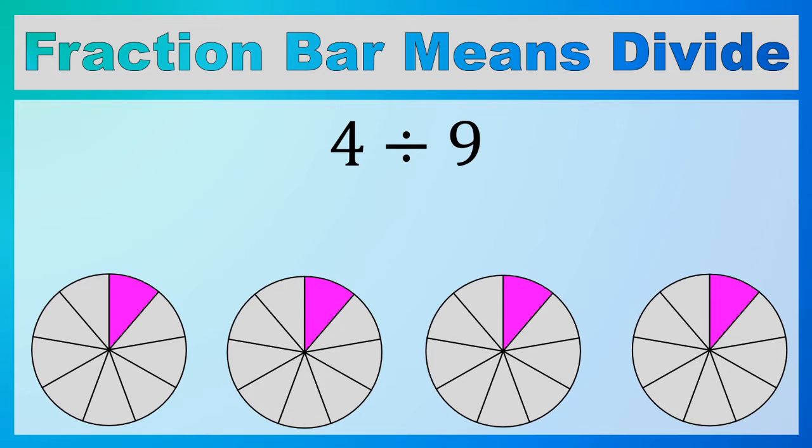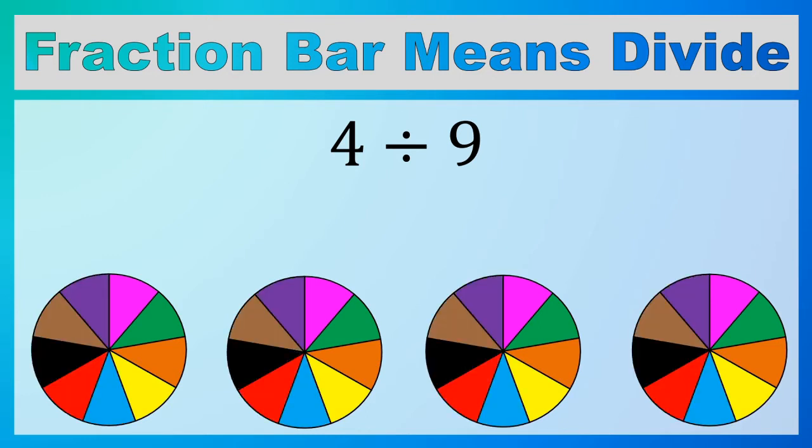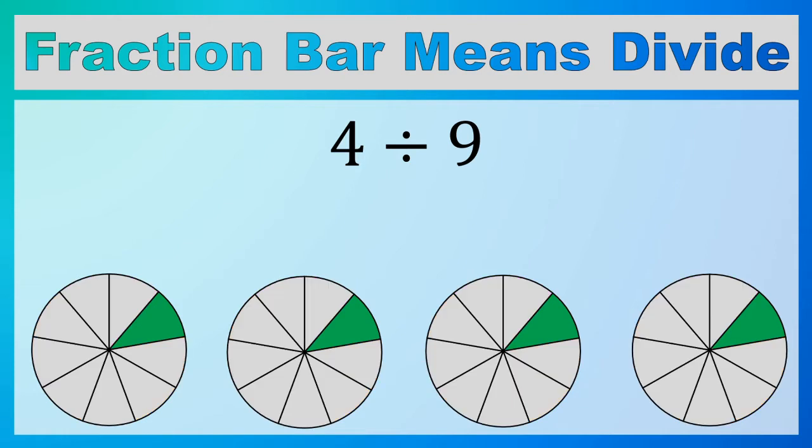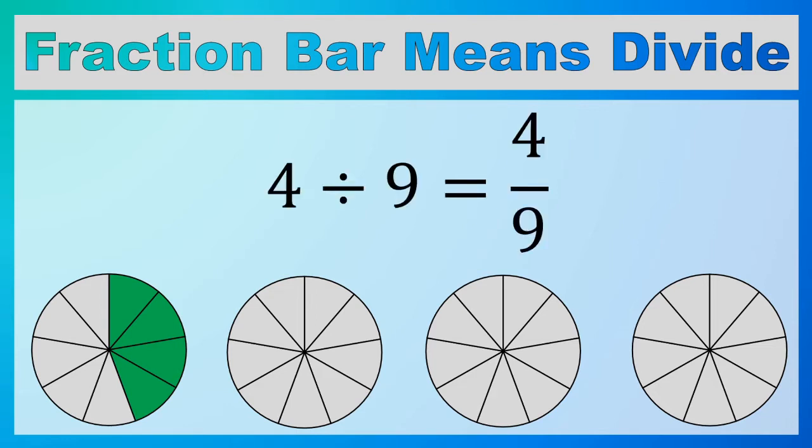Now let's get each group. So here's the first group, here's the second group, here's the third group, here's the fourth group, 5th, 6th, 7th, 8th, and 9th. So here are all the groups. Now let's just talk about one group. Let's talk about the green group. Let's put all the greens together. And how much do we have in this one group? We have 4/9, and therefore what's in one group is 4/9, and therefore 4 divided by 9 is equal to 4/9.